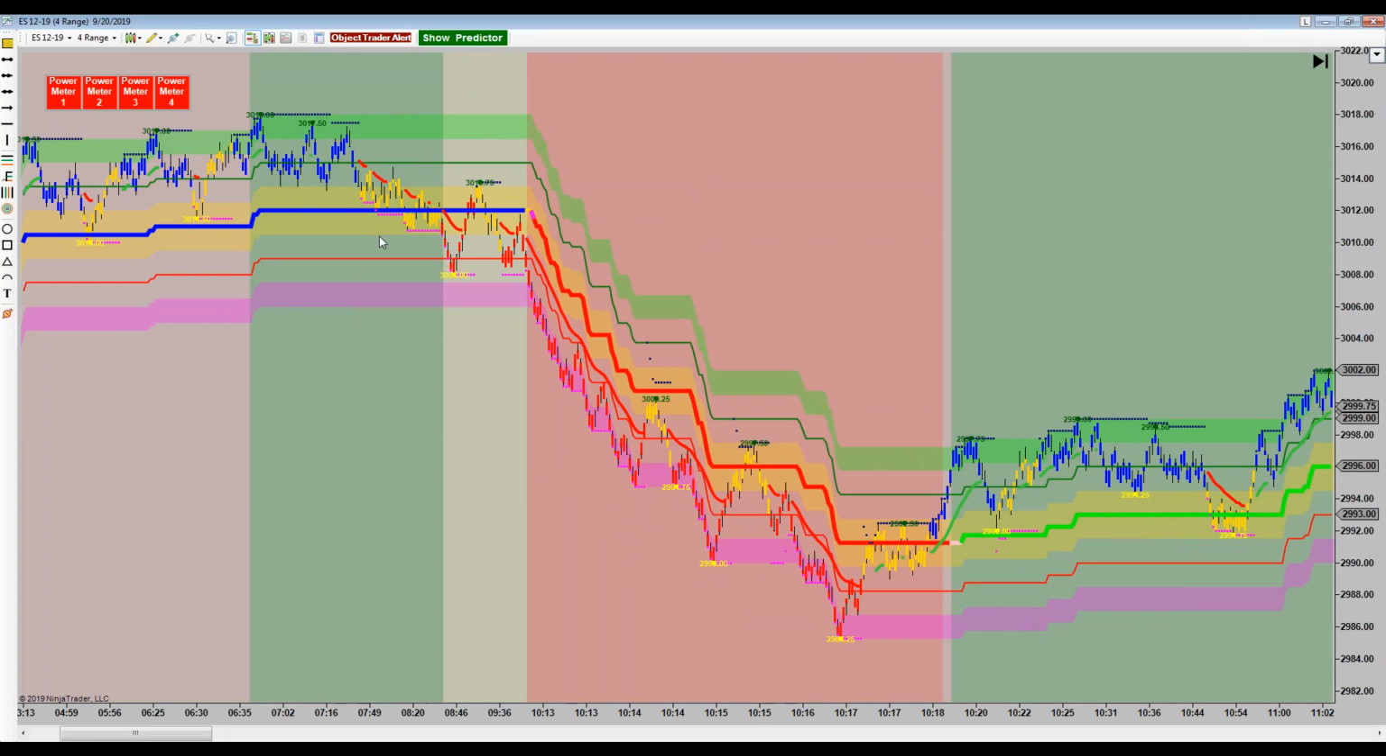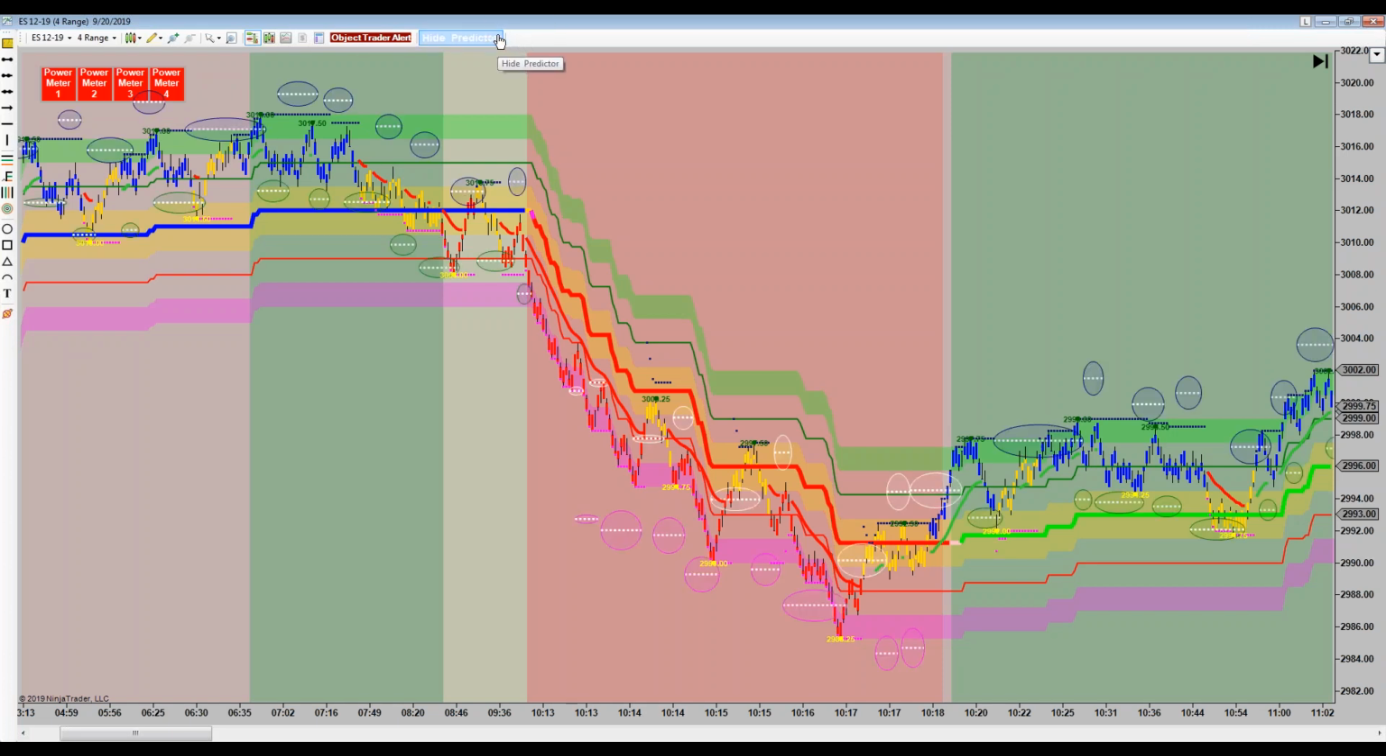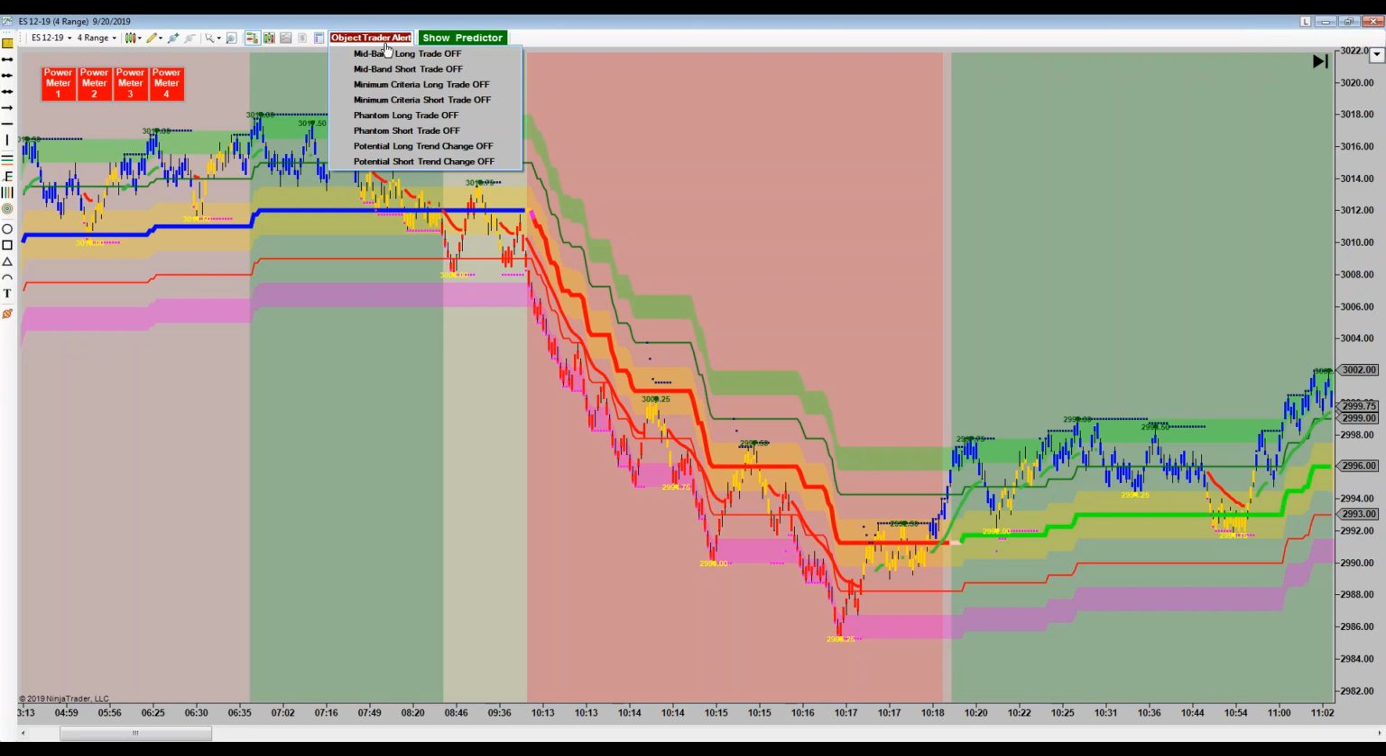Of course, you can see there's different bar colors, blue, yellow, and red. We have the power meter, which is the 4 different trends on the chart. We have predictors. Those are the swings. We have object trader alerts. We'll look at those in a little bit when we start talking about trade setups. These are things that you turn on in trends to flash bars to let you know that the trades are setting up. It's a visual aid kind of thing.